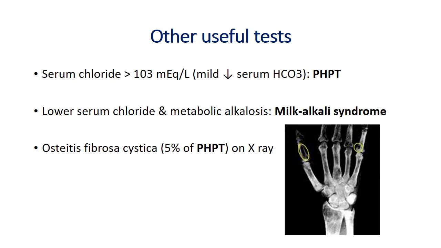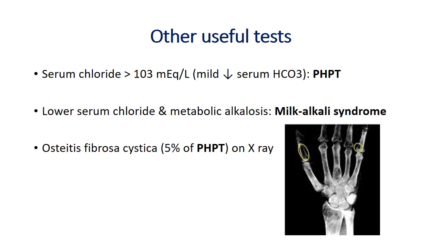Some other tests carry, I would not say a lot of significance, but some significance, or they could support the diagnosis that we are looking for, including assessment of serum chloride and serum bicarbonate. If your serum chloride is elevated with a slight decrease in serum bicarbonate, it points to primary hyperparathyroidism. Lowering of the serum chloride with normal or elevated serum bicarbonate points to the milk alkali syndrome.